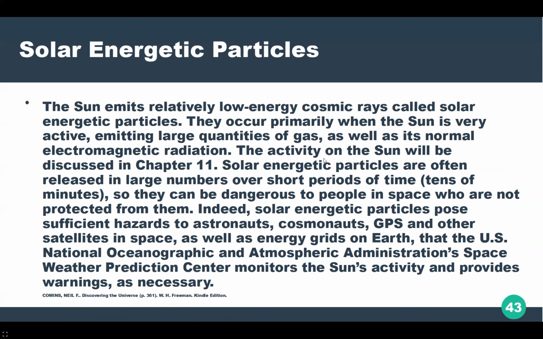The Sun emits relatively low-energy cosmic rays called solar energetic particles. They occur primarily when the Sun is very active, emitting large quantities of gas as well as its normal electromagnetic radiation. The activity on the Sun will be discussed in Chapter 11. Solar energetic particles are often released in large numbers over short periods of time, tens of minutes, so they can be dangerous to people in space who are not protected from them.